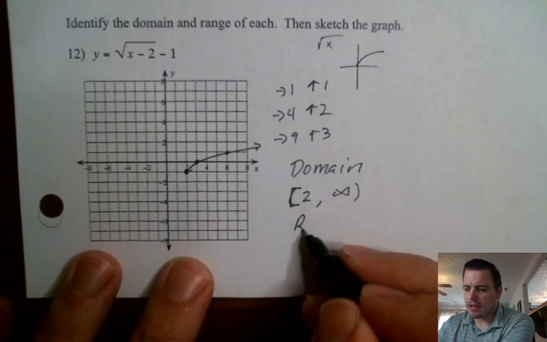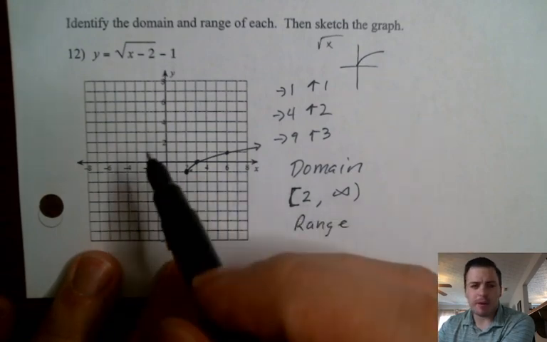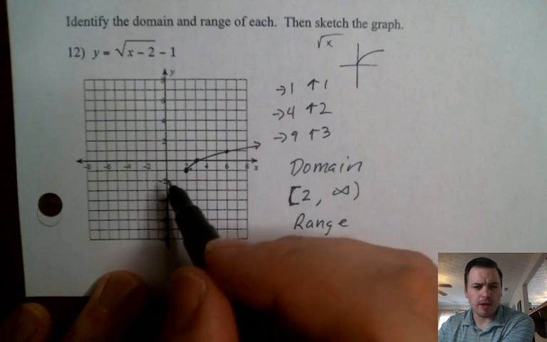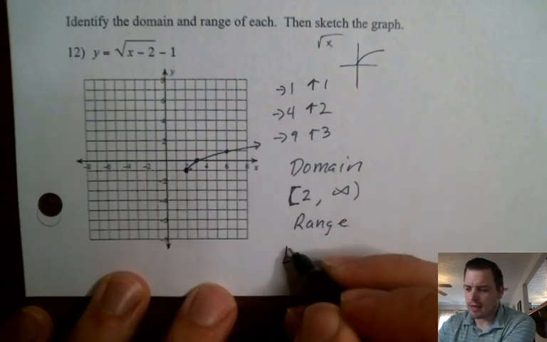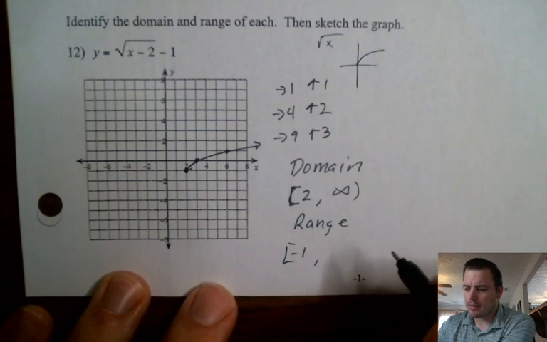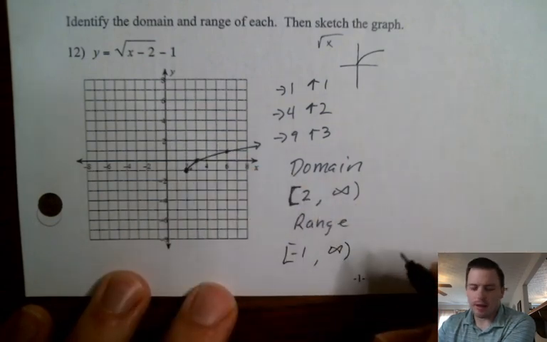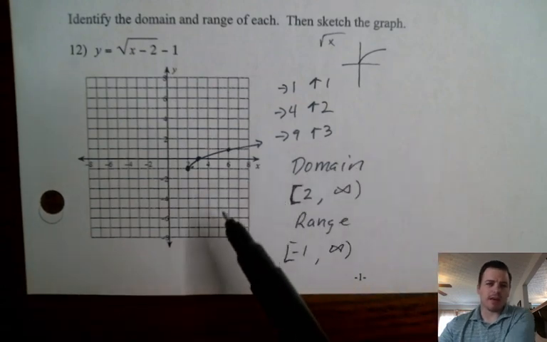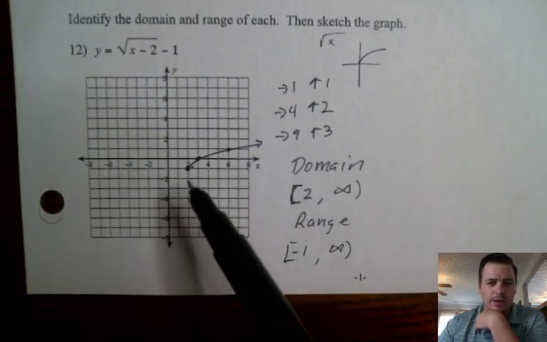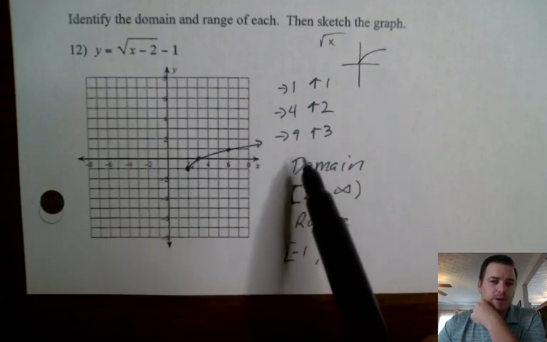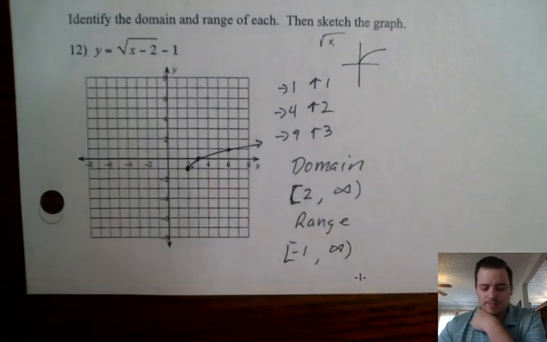And then our range would be the up and down. So none of these are included, but negative 1 is included. So we say negative 1, comma, to infinity. And again, with it being on Canvas and multiple choice, you're not going to have to graph it, but you're probably going to have to answer one of these questions.